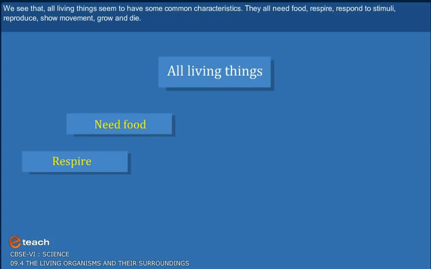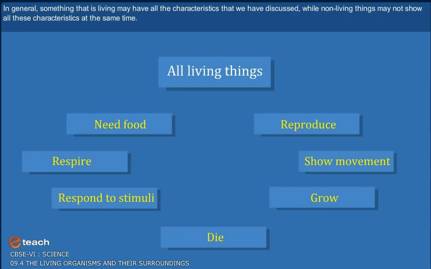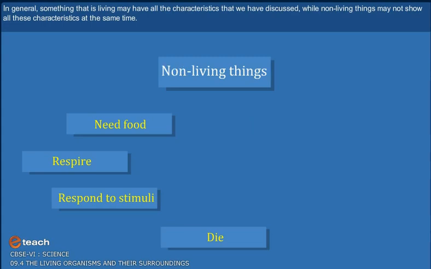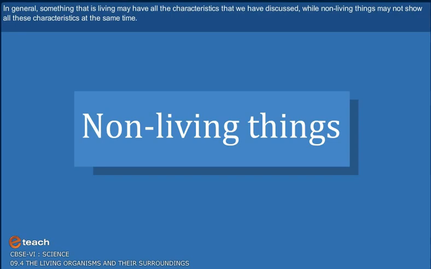We see that all living things seem to have some common characteristics. They all need food, respire, respond to stimuli, reproduce, show movement, grow, and die. In general, something that is living may have all the characteristics that we have discussed, while non-living things may not show all these characteristics at the same time.